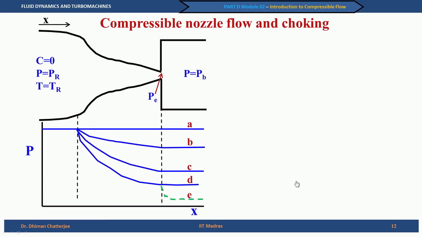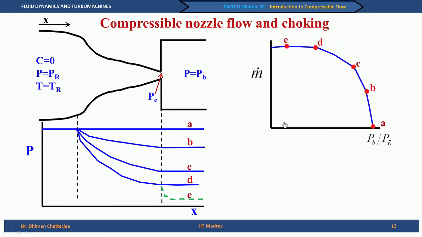So, if we want to now draw the mass flow rate versus the pressure ratio, that is P b by P r, we can show it like this: mass flow rate m dot versus P b by P r starts from 0 when P b by P r is 1 and it gradually increases till D as we have discussed, but beyond D the line is straight horizontal, which means it does not depend on this back pressure. So, D and E have the same value and the flow at this D is called the choking flow.